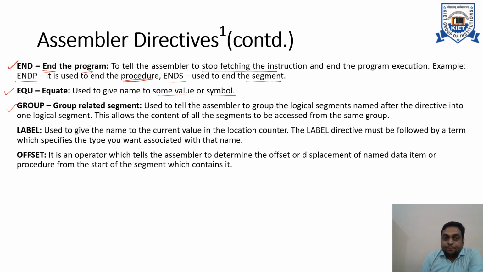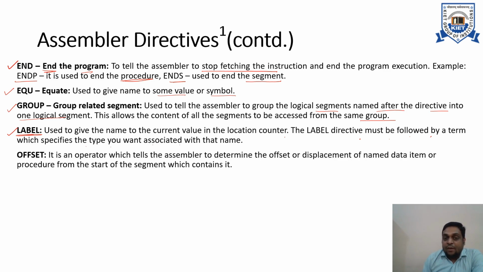Next is group. It is used to group related segments. It tells the assembler to group the logical segments named after the directive into one logical segment. This allows the content of all the segments to be accessed from the same group. Next is label. It is used to give a name to the current value in the location counter. The label directive must be followed by a term which specifies the type you want associated with that name. Label is a tag.